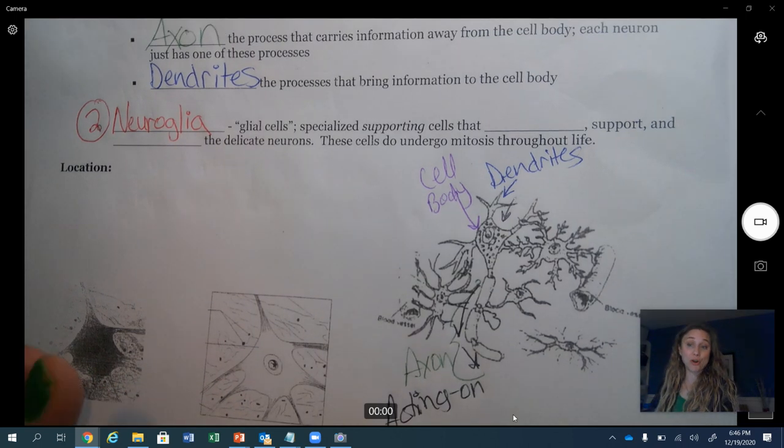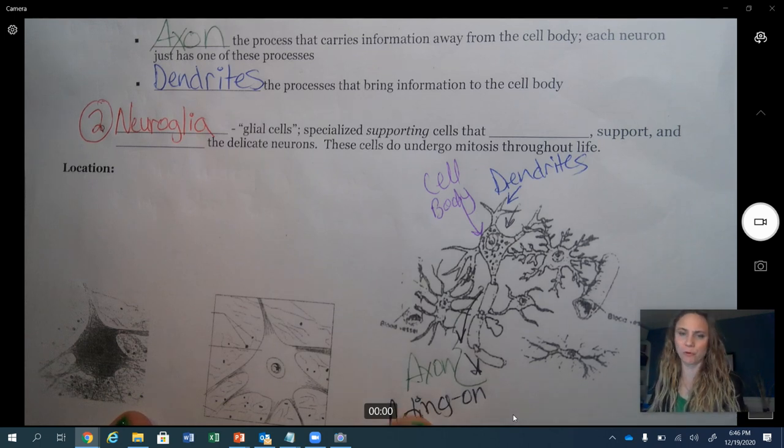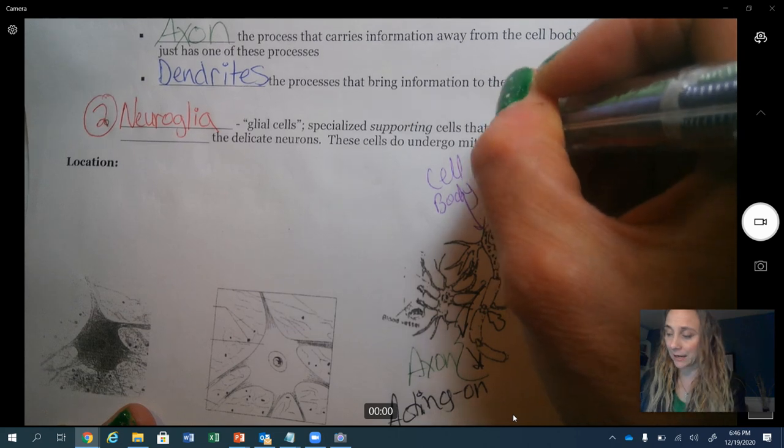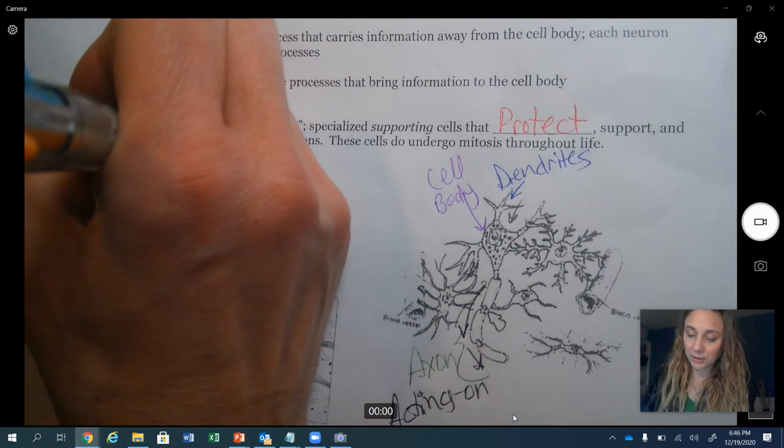But now we need to talk about the neuroglia, the supporting specialized cells that are always around the central nervous system or peripheral nervous system. In this case, I believe this is the peripheral nervous system. We'll talk more about the central nervous system and what happens there. Neuroglia all support, protect, and insulate delicate neurons.